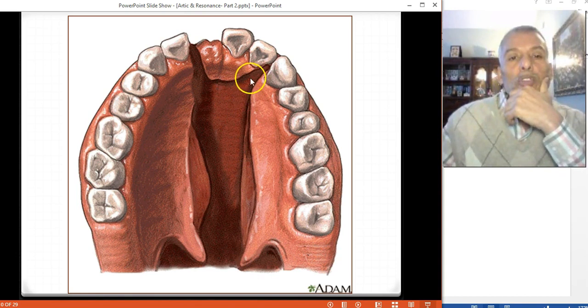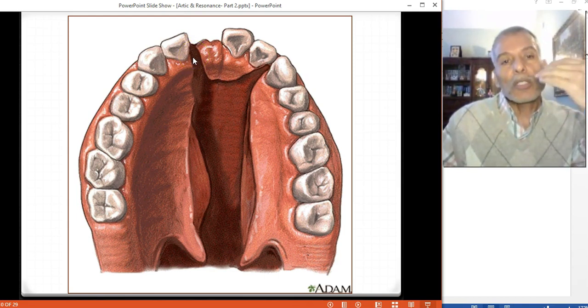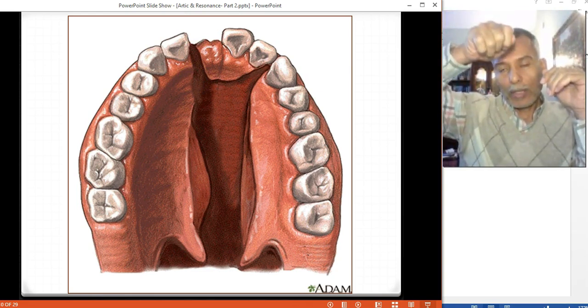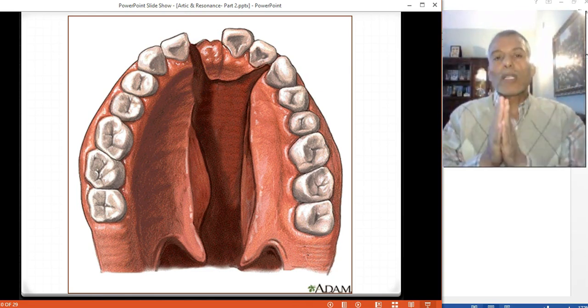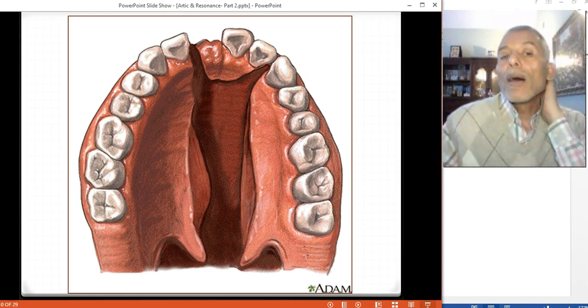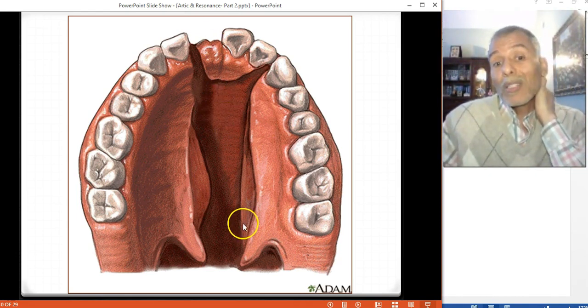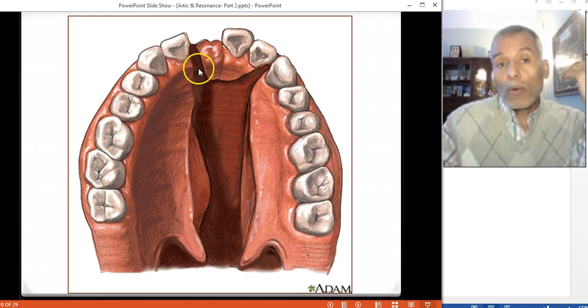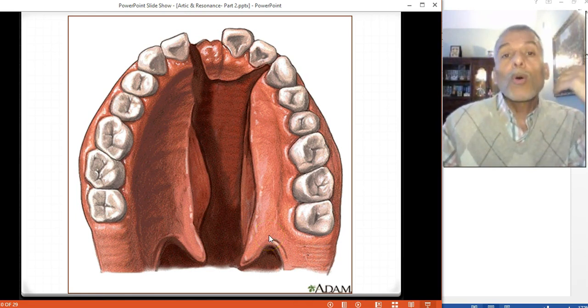So the fusion begins anteriorly, and it progresses posteriorly. Just like a zipper that you close from the front, and as you keep going back, you keep closing and closing in the back. And if the hard palate is not closed, then the soft palate has no way of closing. The medical condition that results from lack of closure of the two sides of the hard palate and the soft palate, we know it as cleft palate.